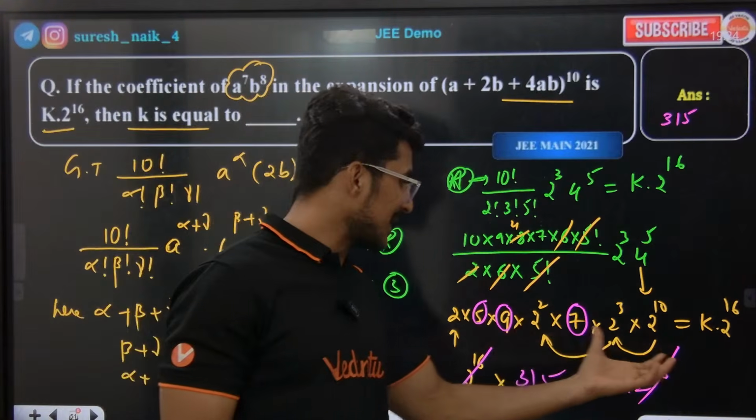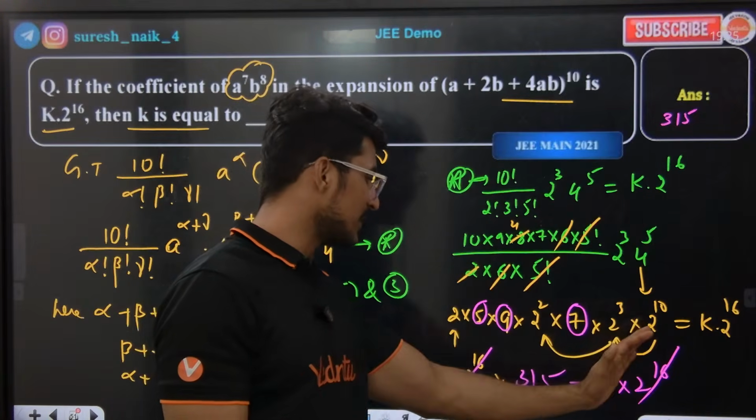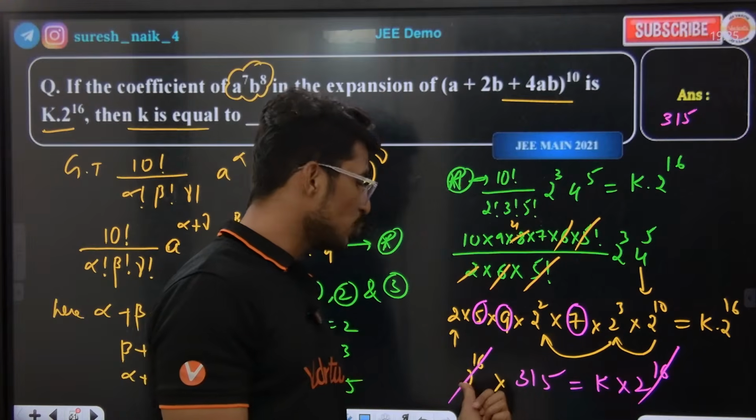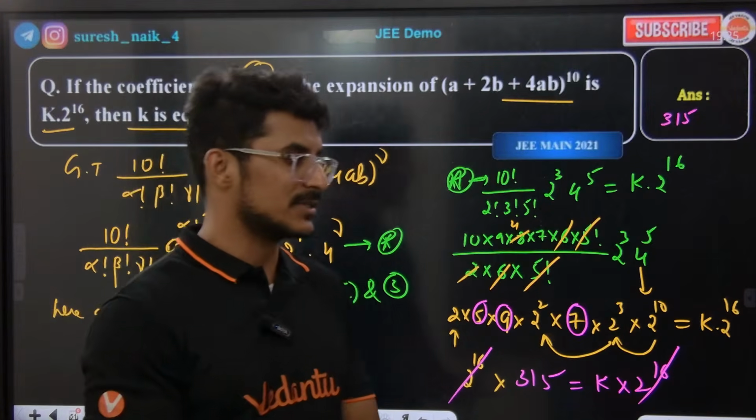We need to prime factorize and get the answer in powers of 2. So 2 power of 16 came on the LHS, and the pink color circles give me 315. So 2 power of 16 and 2 power of 16 cancel, and k is equal to 315. So that is the answer.